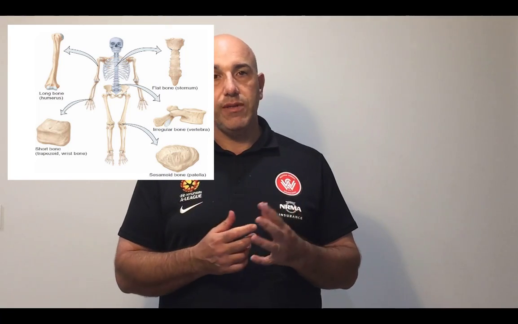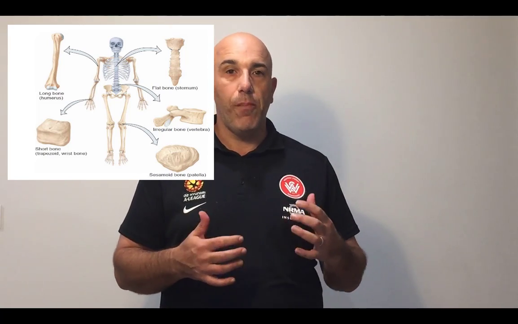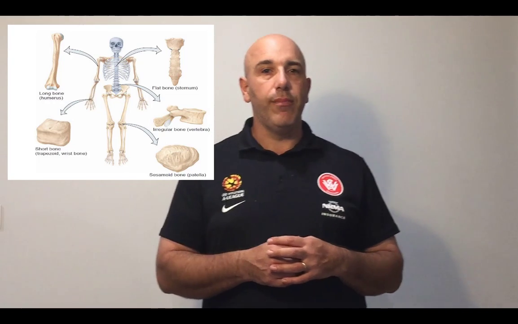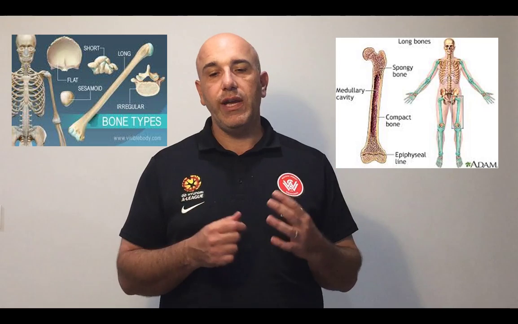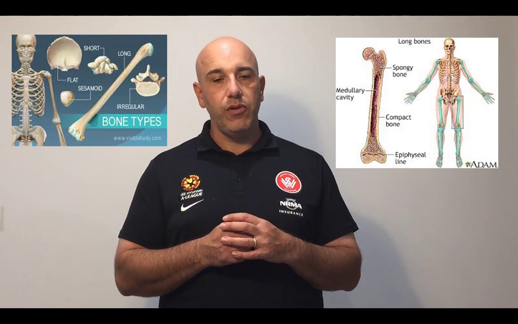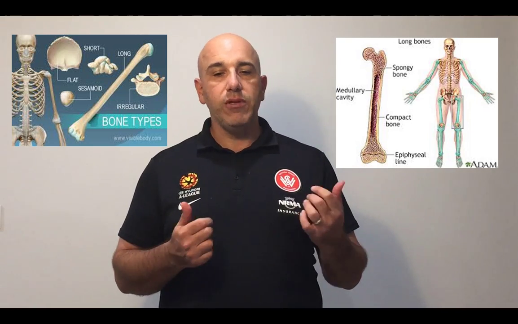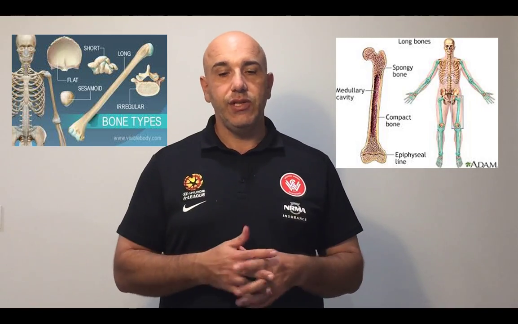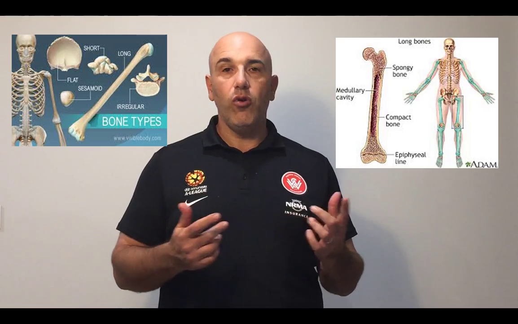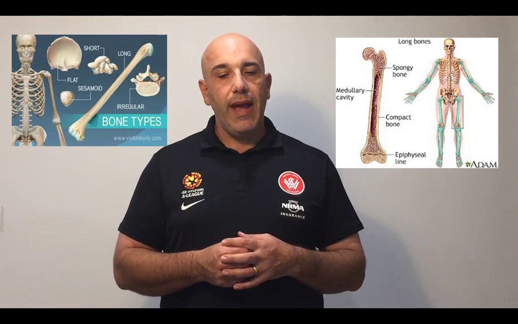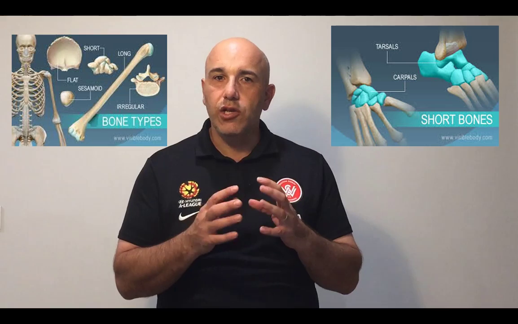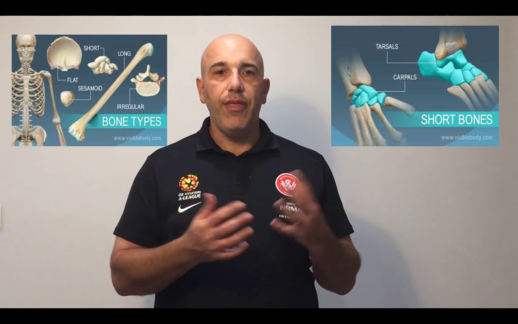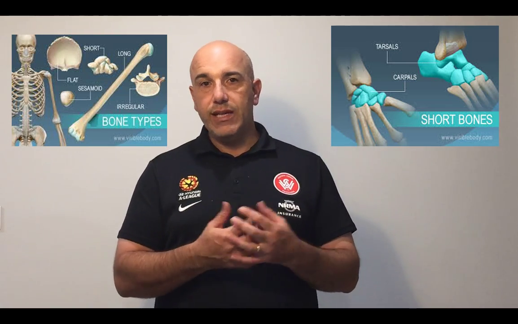There are four main types of bones. There's the long bones, the short bones, the flat bones, and irregular bones. Long bones are longer and wider and tend to work in a hinge arrangement with other bones. Some examples of long bones are arms and legs, such as the humerus, the radius, the ulna, the femur.